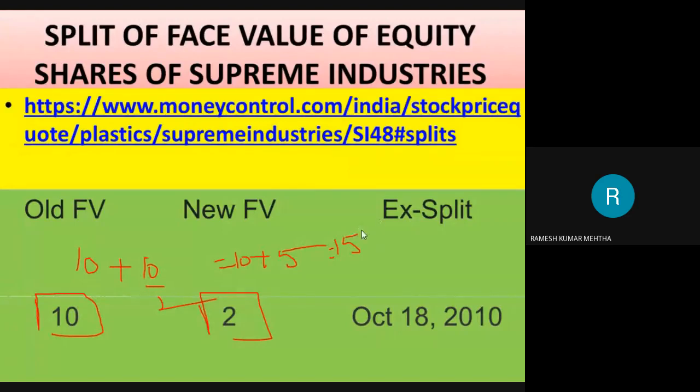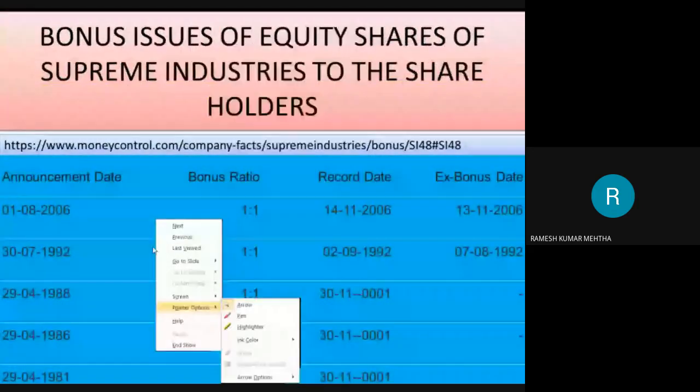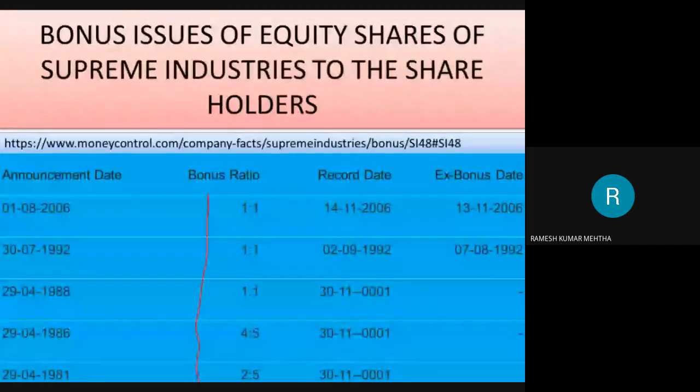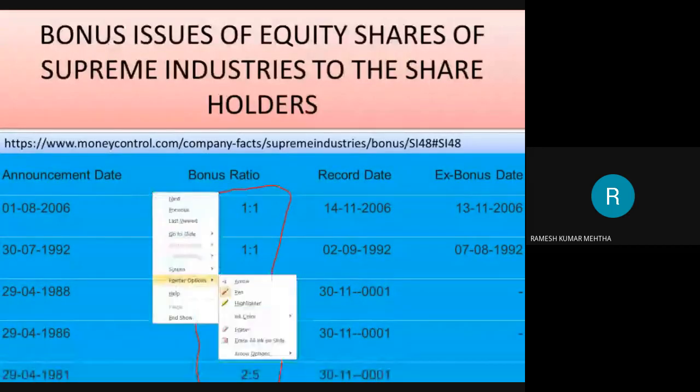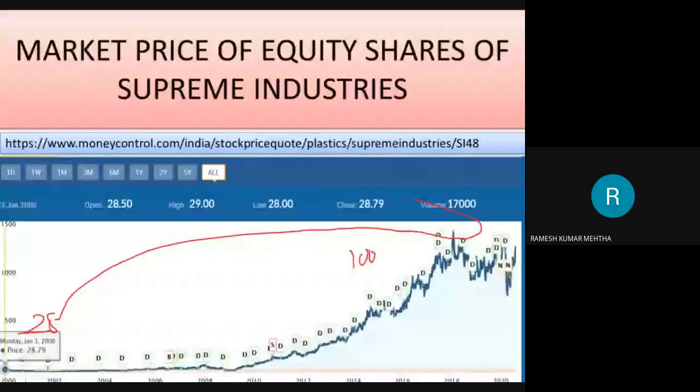And look at the bonus. The company's bonus pattern, if you look, is very good. The company has been declaring bonus and rewarding the shareholders with extra bonus shares, and it's a very good company. And look at the market price. The market price at which it was available was 28 rupees. Today it's almost 10,000 rupees after stock split and all.